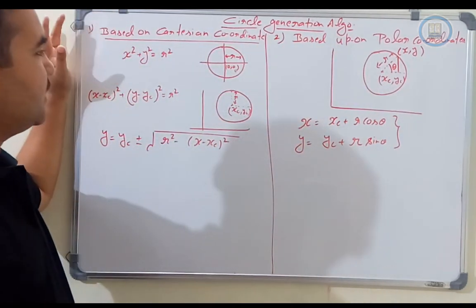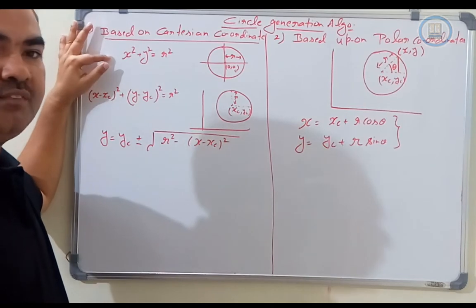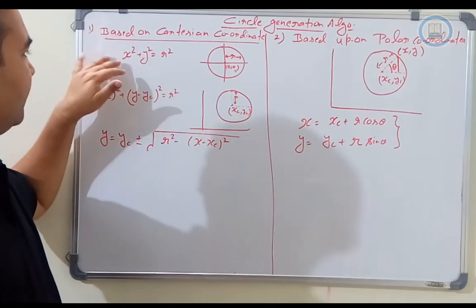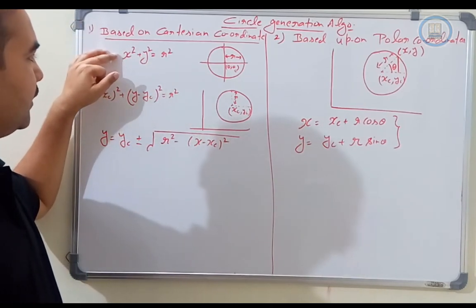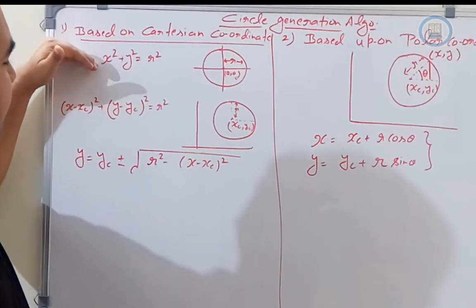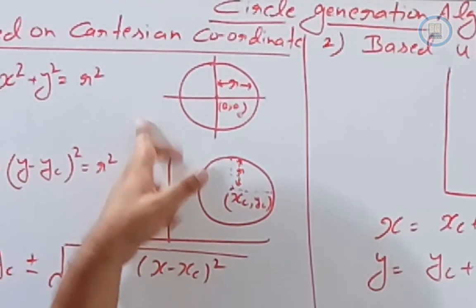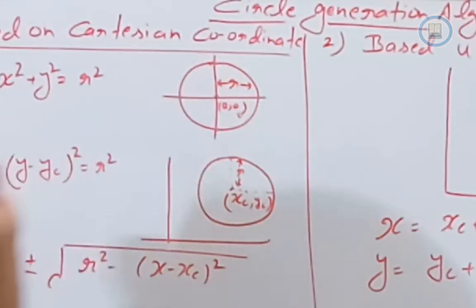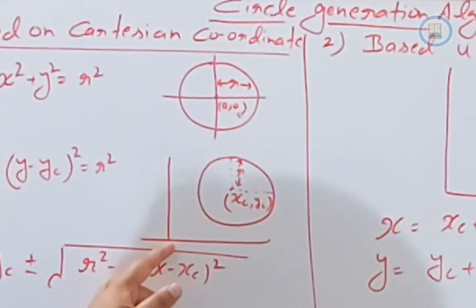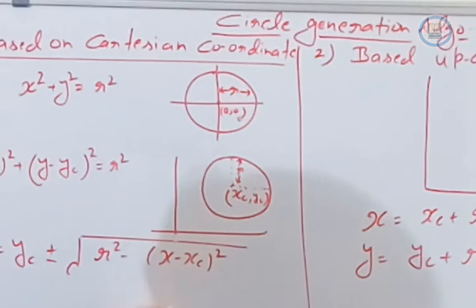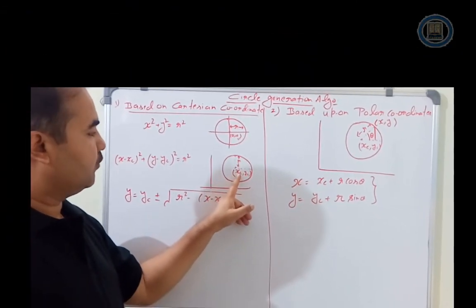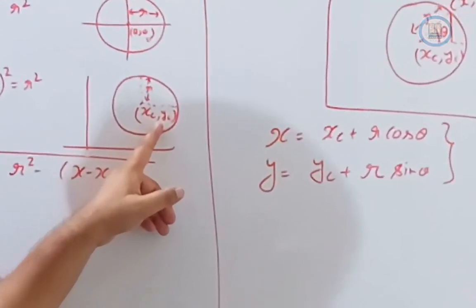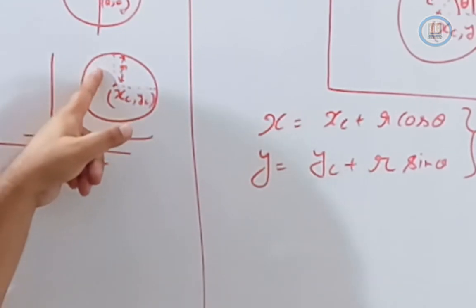The first method, Cartesian coordinate, or you can say with the help of x and y coordinates, has the first equation x square plus y square equal to r square. This is the equation when the center of the circle is at the origin, that is 0, 0, and the radius of the circle is given to us as r. The second equation is for when the center of the circle is not at the origin, but at some other place. Then the center of the circle is xc comma yc and the radius of the circle is given as r.